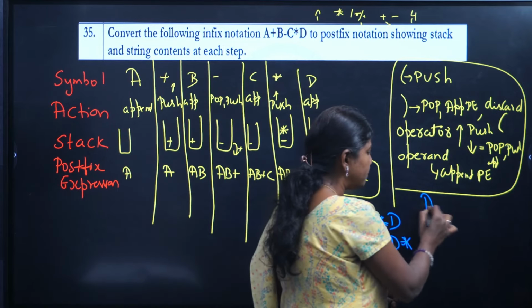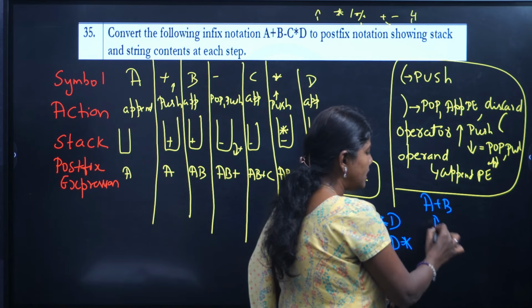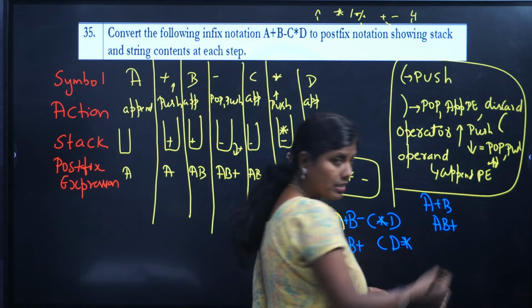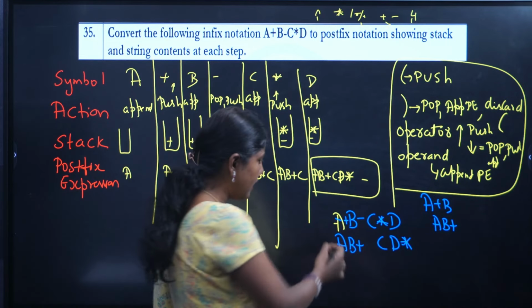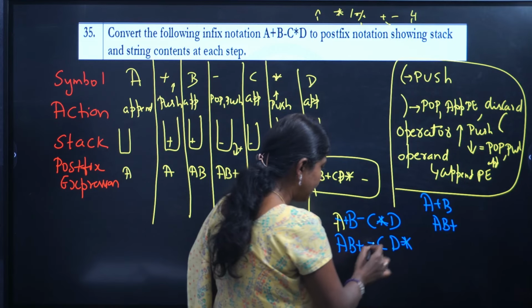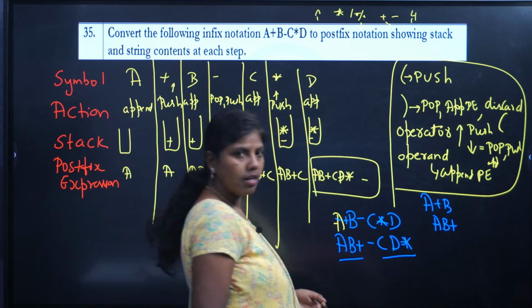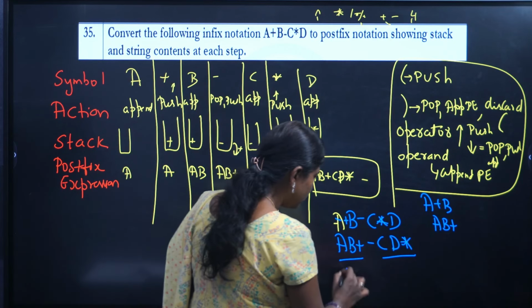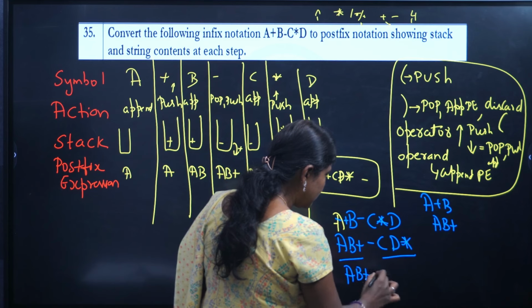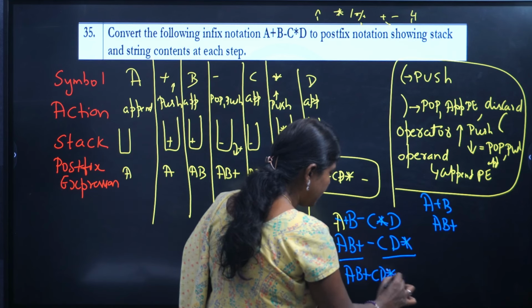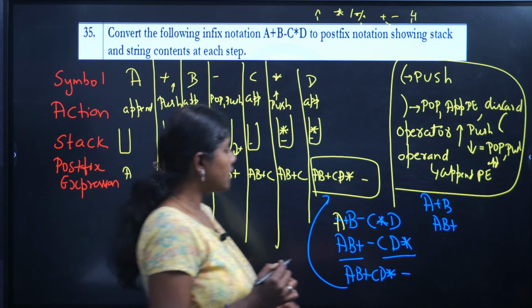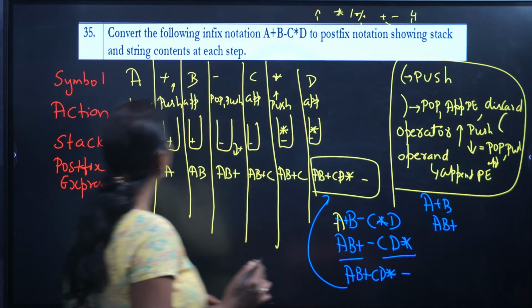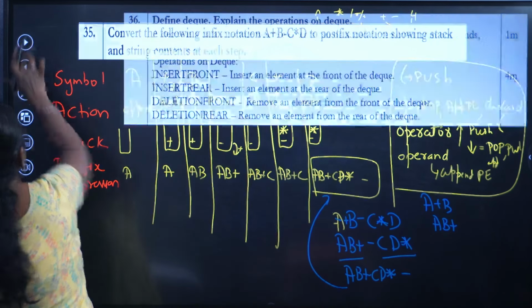How, ma'am? A plus B means AB plus, right? Similarly, C star D means CD star. A plus B means AB plus, minus. This is 1, this is 1. So that's going to be AB plus CD star minus. Did we get? Yes, we got. So we'll just go with the next slide now.